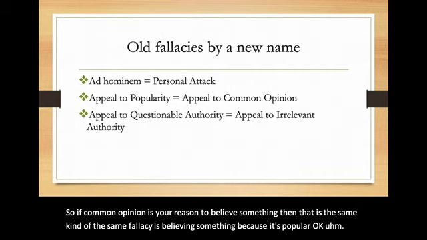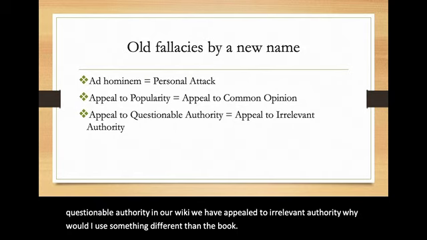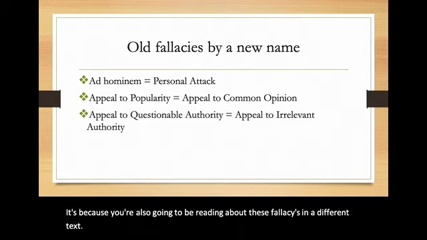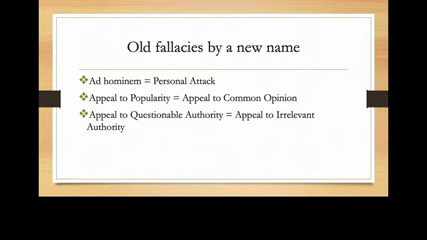The book says appeal to questionable authority. In our wiki, we have appeal to irrelevant authority. Why would I use something different than the book? It's because you're also going to be reading about these fallacies in a different text to review them, and they use slightly different names because, unfortunately, this is not standardized. And so I had to pick one name or the other. So I picked the one that I thought was most revealing of the actual meaning of the fallacy.